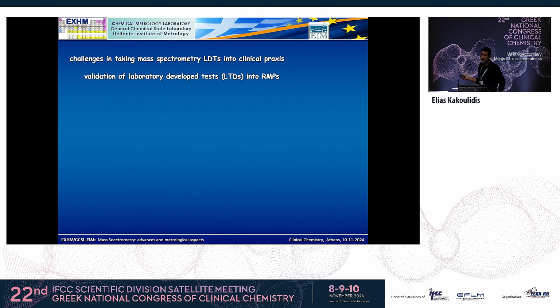So the challenge is to get mass spectrometry into a hospital for clinical applications, because this is what we are talking about, and it is difficult. Everybody has pointed out that we first need to validate laboratory-developed tests and put them into reference material procedures, a copious effort that is being done by the reference laboratories.